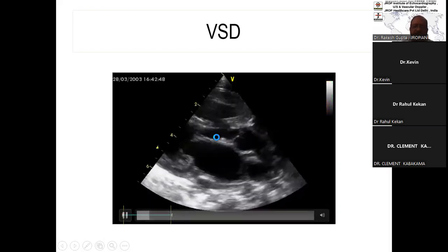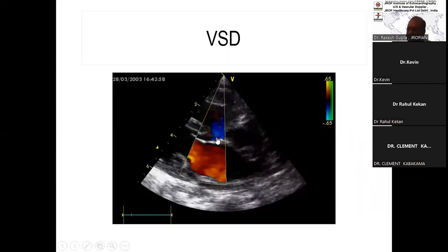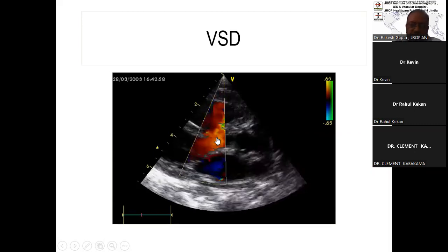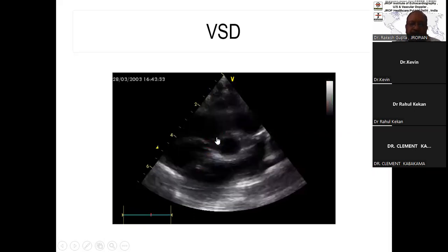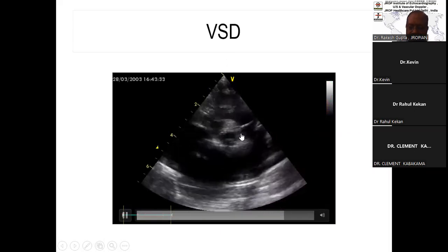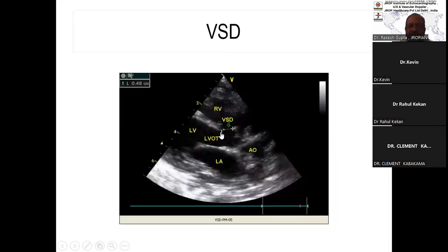Large VSD, look at the colors. The colors are in both directions. So this is where the PA pressures have gone much higher than expected. This is perimembranous. This was mid-muscular and this is doubly committed. Never ever try to measure the VSD, because as soon as you start measuring, you will measure 3, the other will measure 4. The patients will feel that the VSD has become larger in size. What we always measure is the gradient across this VSD.